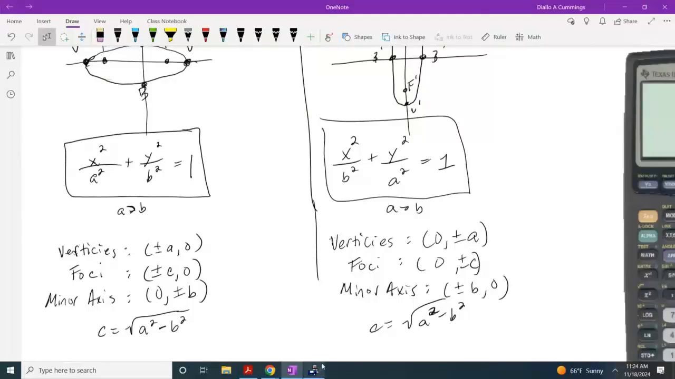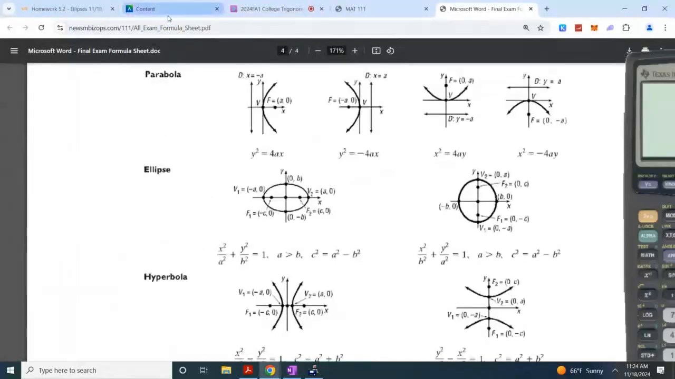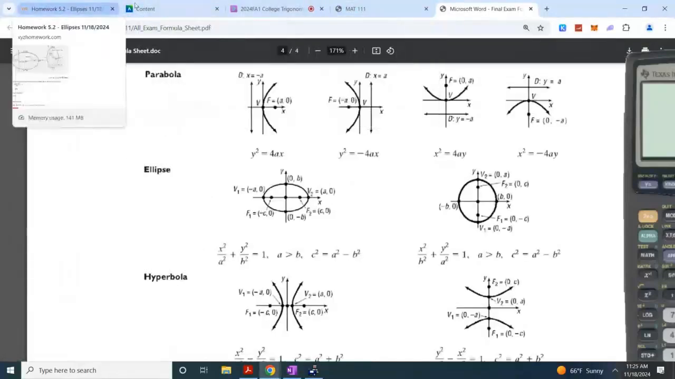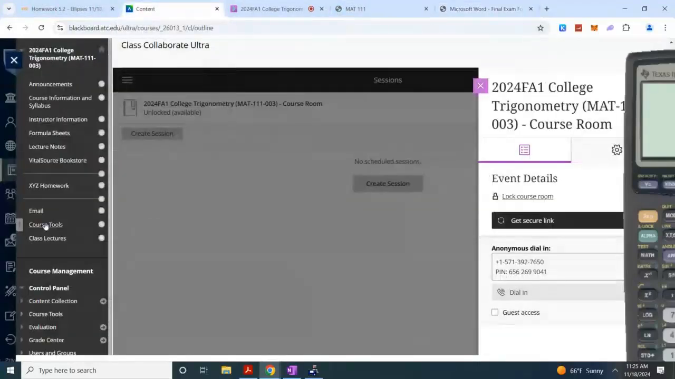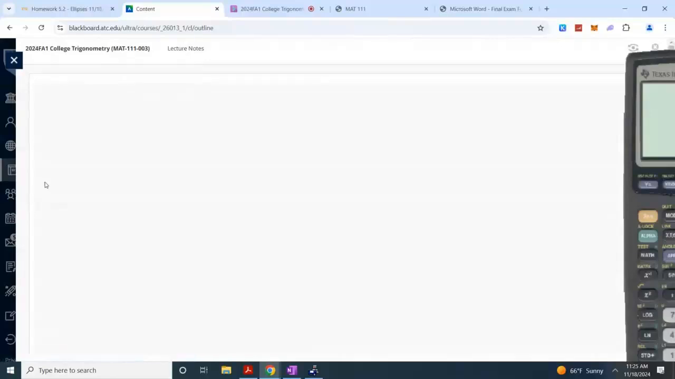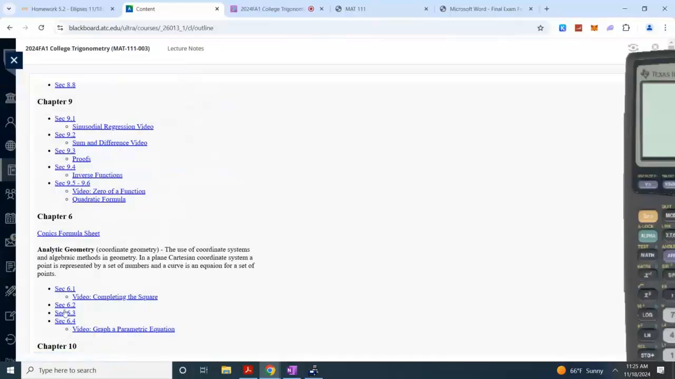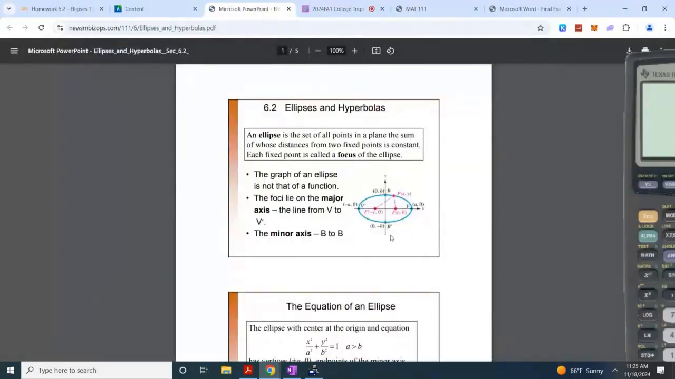All right, now we're going to take a look at sketching one out by hand. I'm going to pull this from our Blackboard course shell, from the lecture notes, section 6.2. In the lecture notes from 6.2, we can find the ellipse. This is just a little bit more information which I just went through.